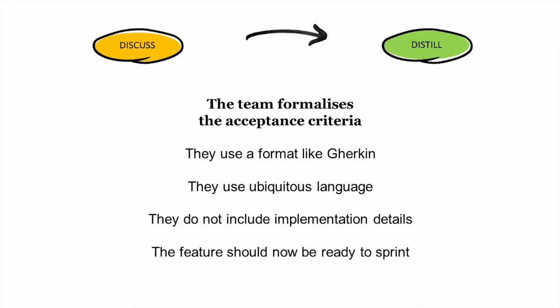So we then distill that. You formalize that acceptance criteria. We're still not writing any code. We're still not writing any tests. So we're not writing any automated tests at this point.